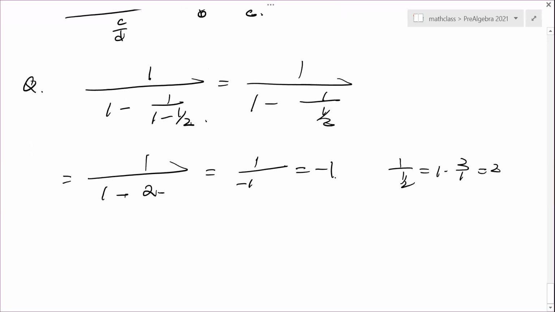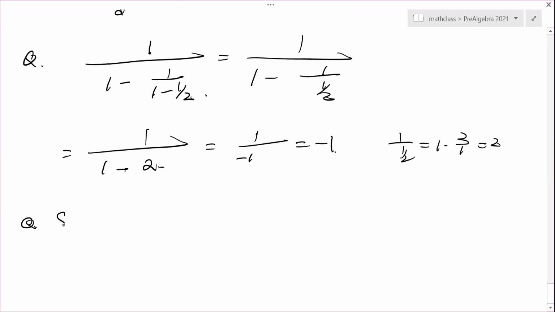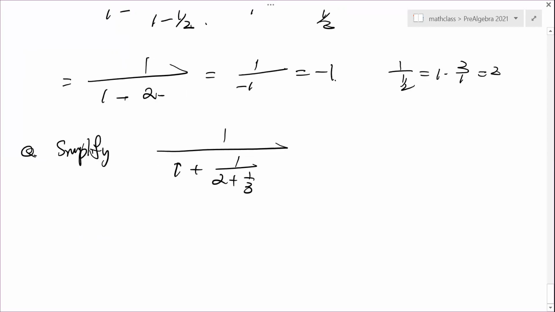So I'm going to ask you to do the next problem. If you get the answers, then post it to me. Okay, please work on this. It's a fraction, right?